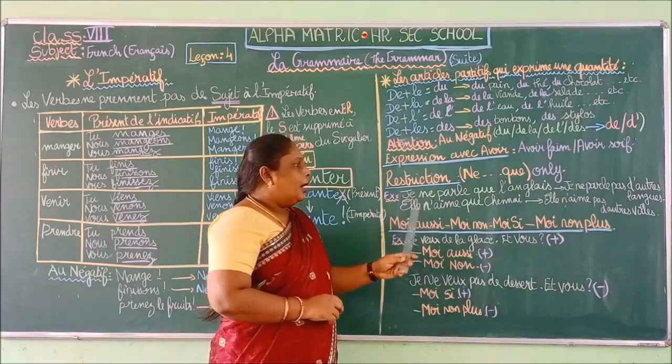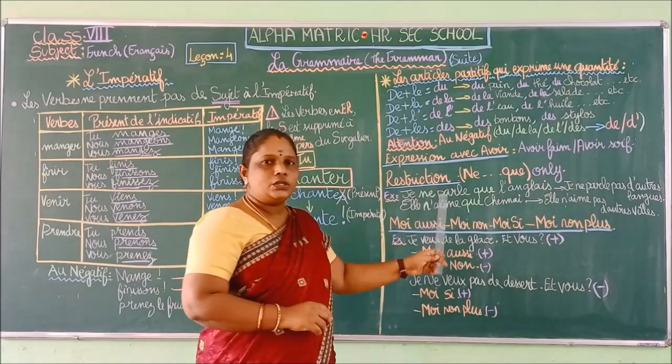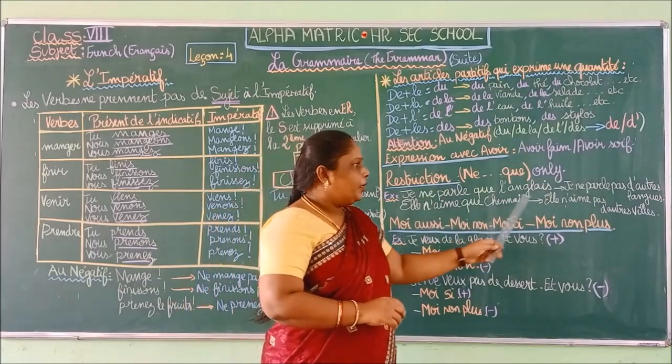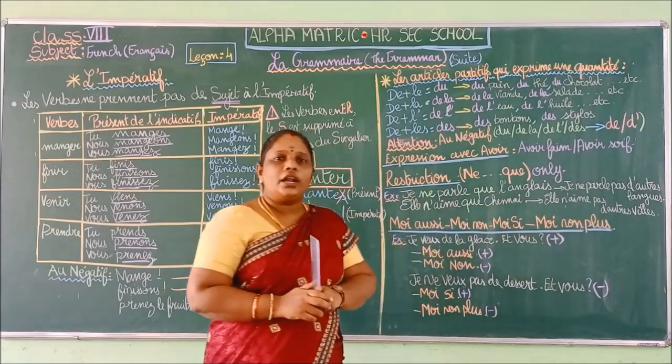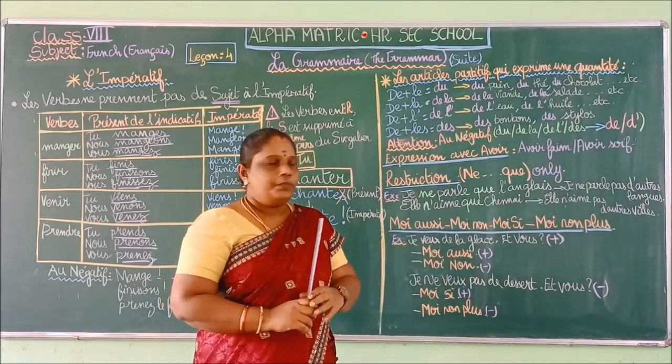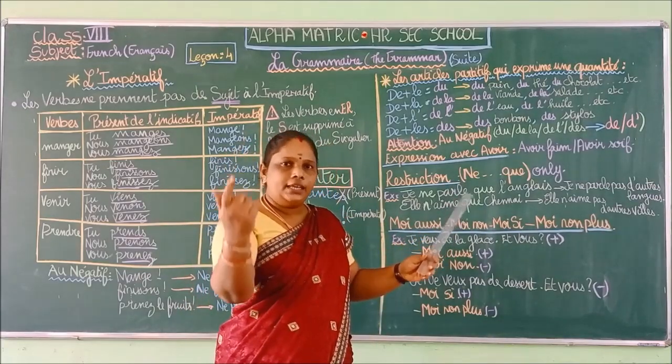Next one. Elle n'aime que Chennai. She likes only Chennai. Elle n'aime pas d'autres villes. She doesn't like other cities. So she likes only that one. She doesn't like the other one.